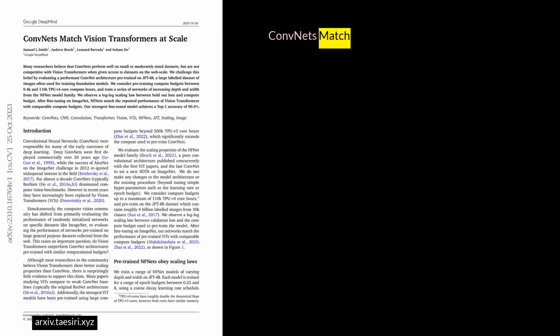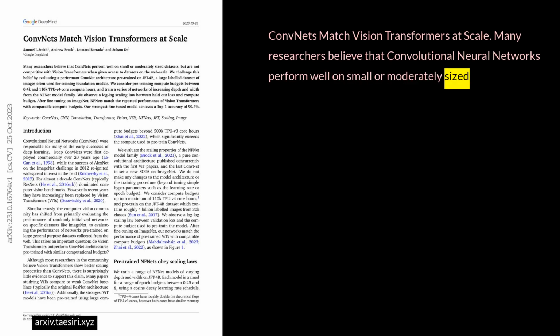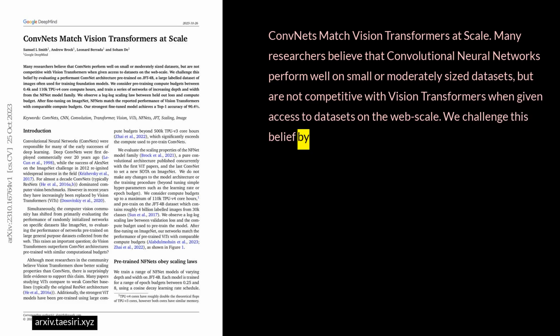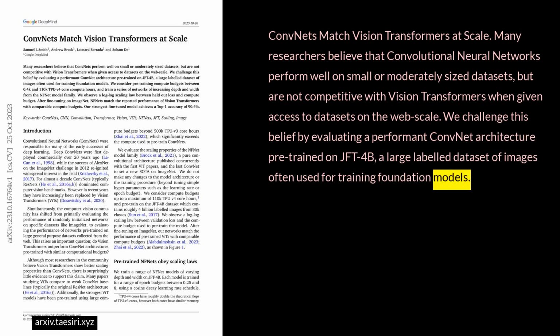ConvNets Match Vision Transformers at Scale. Many researchers believe that convolutional neural networks perform well on small or moderately sized datasets, but are not competitive with vision transformers when given access to datasets on the web scale. We challenge this belief by evaluating a performant ConvNet architecture pre-trained on JFT-4B, a large labeled dataset of images often used for training foundation models.